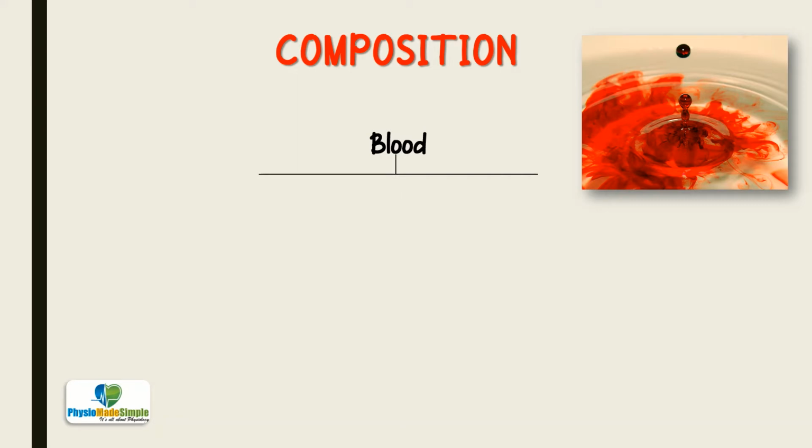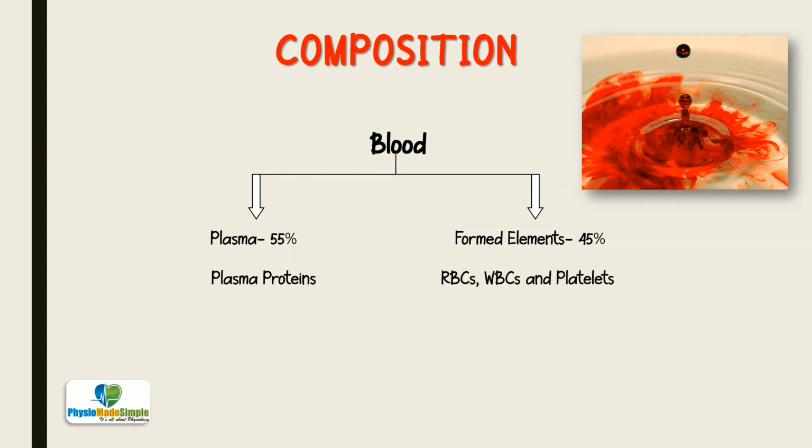Now, the next is about the composition of blood or what are the components of blood. So blood is mainly divided into two parts, one being the plasma, which is the fluid part of blood, and the other being the formed elements or the blood cells. The plasma contains plasma proteins and formed elements are RBCs, WBCs and platelets. RBCs means red blood cells, WBCs white blood cells and platelets. So this is the composition of blood.